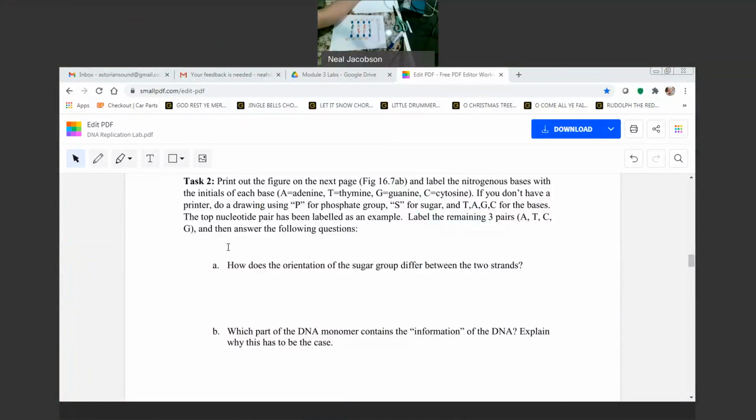All right, so we're back to our questions. We labeled the 3 remaining pairs, and then we're gonna answer these questions. How does the orientation of the sugar group differ between the 2 strands? Well, if you remember, the strands are anti-parallel, and so you can see the oxygen, which is the O on that blue pentagon. That's the sugar ring, and so the oxygens are all facing up on the ones on the left, and they're all facing down on the ones on the right. And so the sugars are oriented in opposite directions.